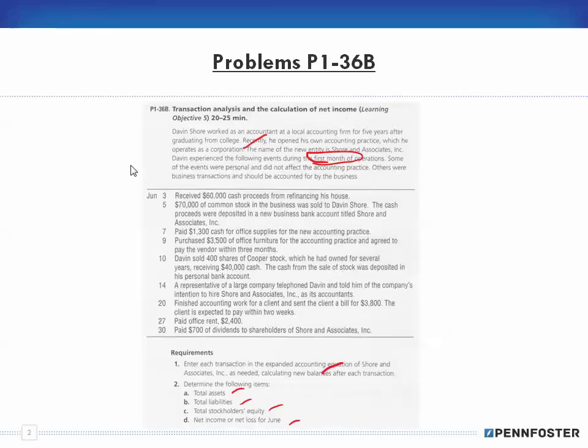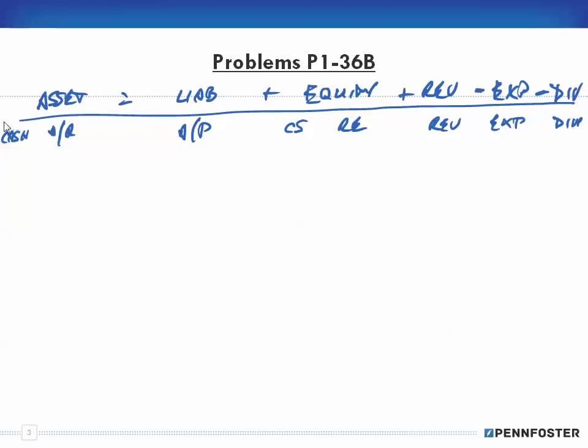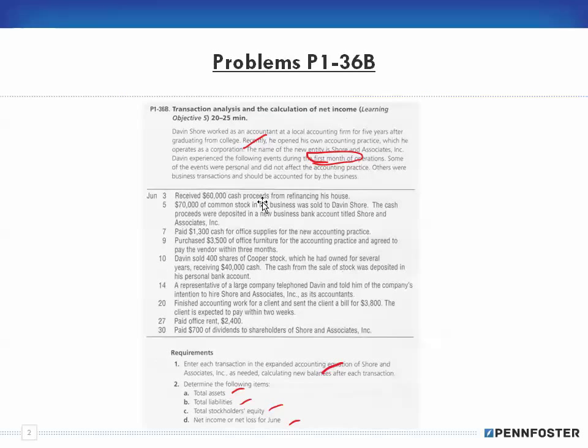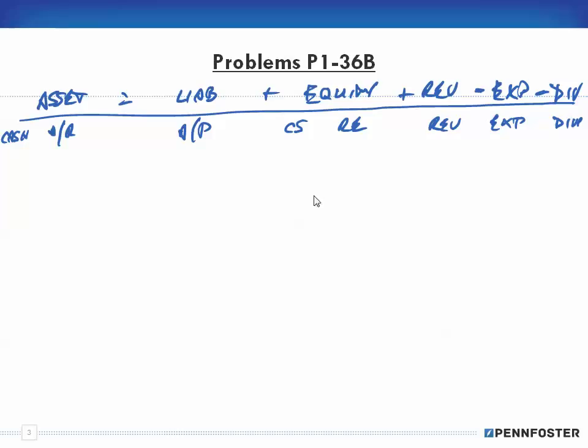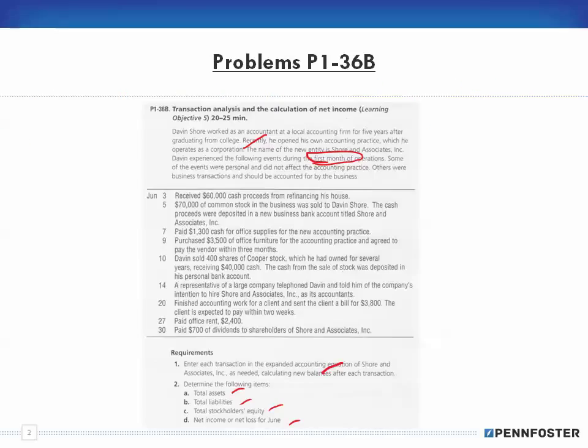Right, so let's take the first transaction, and it says June 3rd, and I'm not going to date these. You would want to put the date down the side, but I obviously have space limitations here. So: received 60,000 cash proceeds from refinancing his house. Well, that's a personal transaction. I'm refinancing my house, his house. That is not a business transaction. That's a personal transaction, so that's not on the books.